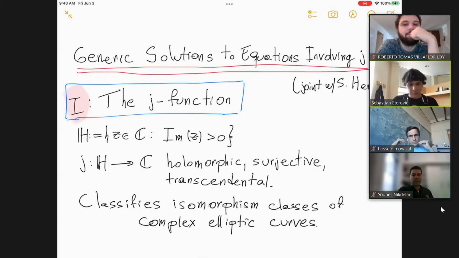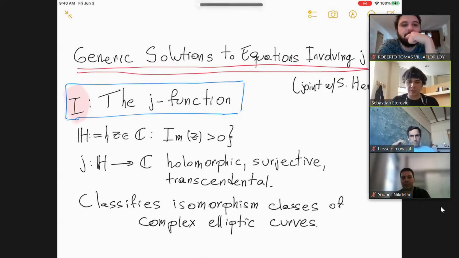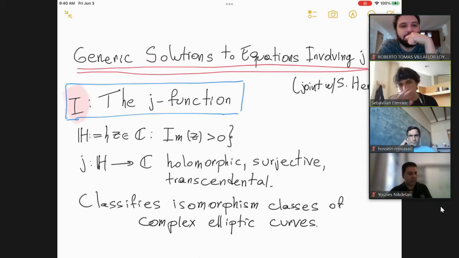So just for the purposes of presentation, I'm going to talk about today just about the J function, but like I said, it should be understood that this is supposed to work more generally. So to start with, I'm going to go a little bit over the J function and some of its basic properties. The J function arises in the study of elliptic curves, of complex elliptic curves.